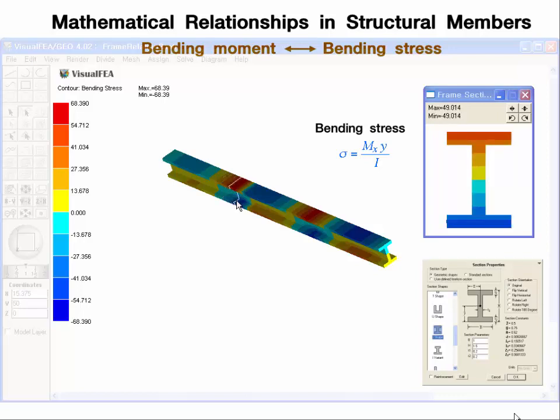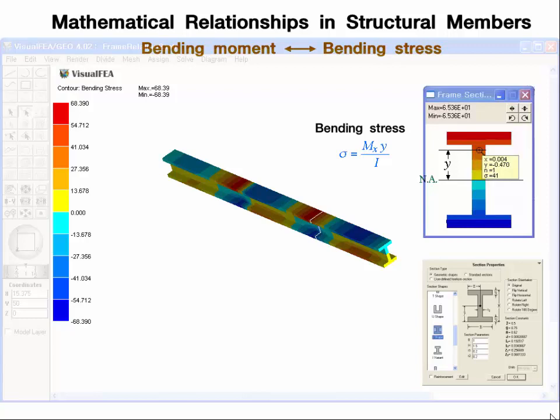Dragging the cursor along the beam spans refreshes the image of bending stress for the updated cross-section at the cursor point. If you place the cursor over the cross-section image, a yellow tip box shows the value of the bending stress and y distance from the neutral axis.